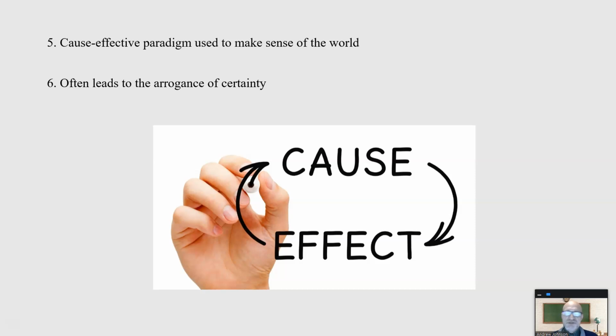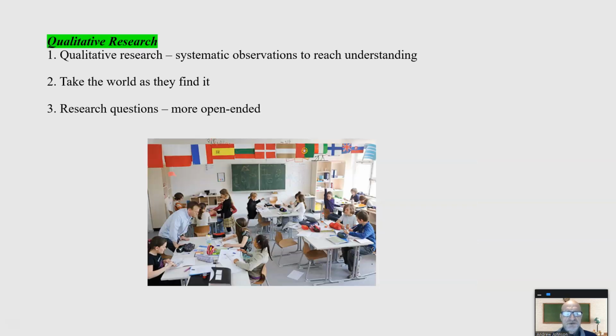But the social world is not purely mechanical, and the quantum world is not clearly mechanical. So this often leads to the arrogance of certainty. Yes, our research proves that. These are the numbers. Well, certainty is not to be achieved. We can minimize uncertainty, but certainty is not to be achieved.